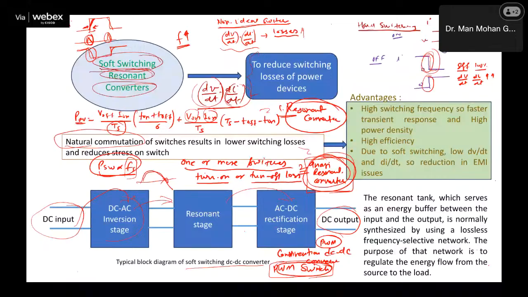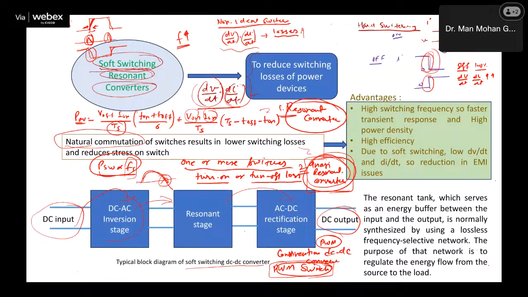So that's why we use it in two stages. And a resonant tank is used here. Resonant stage or resonant tank. The resonant tank is basically LC combinations. So that is used here to provide that particular zero crossing, right?